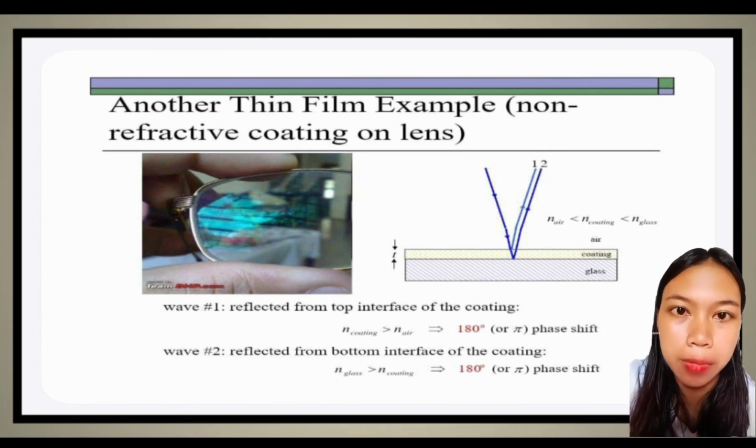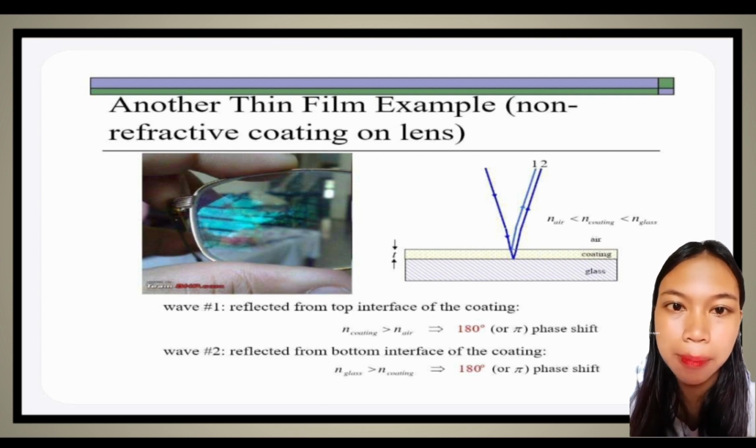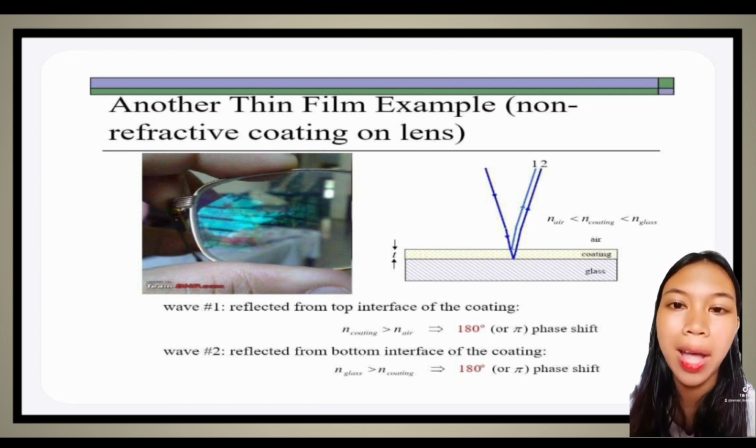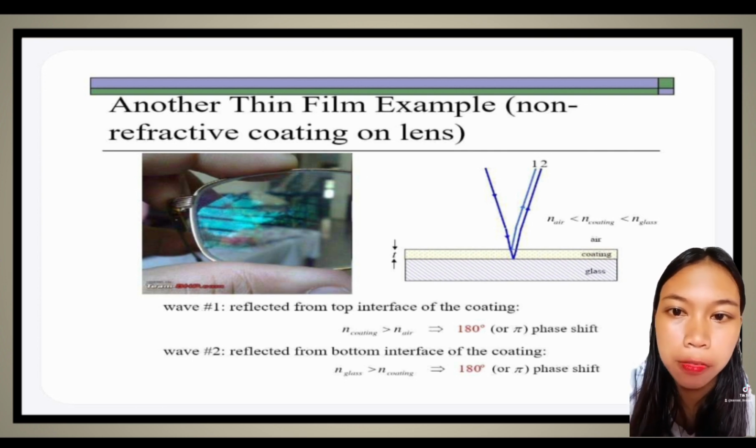Another thin film example, non-reflective coating on a lens. Wave number 1 is reflected from the top interface of the coating, where n coating is greater than n air, equals 180 degrees phase shift. While wave number 2, reflected from the bottom interface of the coating, where n glass is greater than n coating, equals 180 degrees phase shift.